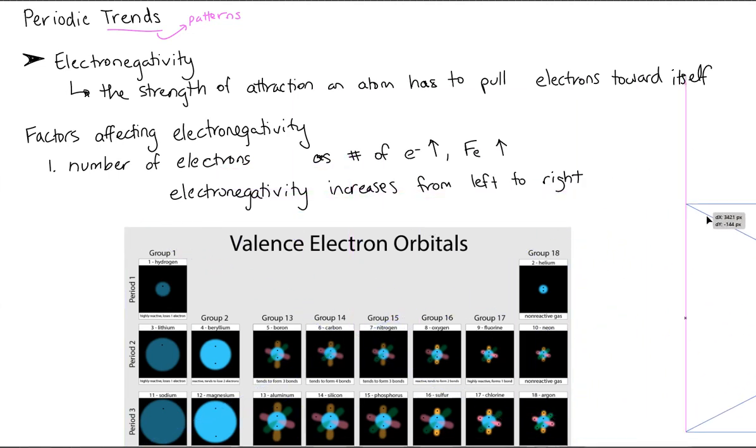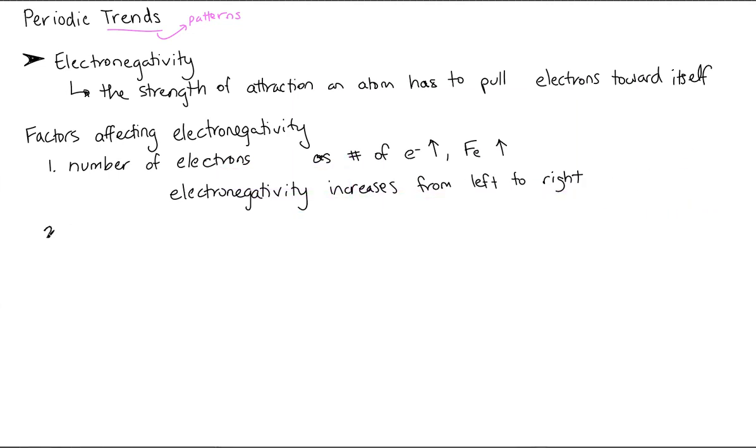Okay. The second factor is distance between the electrons and nucleus. Why does this matter? Because the further the distance is, the less the attractive force, right? So let's write: as the distance increases, the attraction will decrease. It will have less electronegativity.